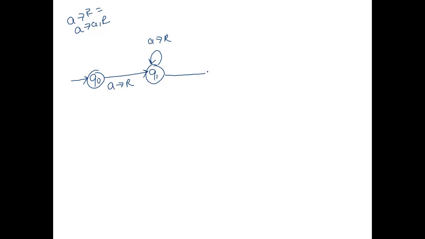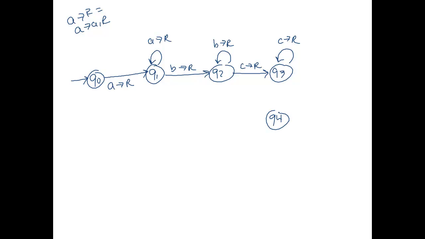This tells me I have at least one B. Skip over any extra B's. This tells me I have at least one C. Skip over any extra C's. Okay, now once I've skipped all the C's, I should eventually hit a blank. If I don't have any B's or A's to the right of the C's, I will hit a blank after doing this loop in Q3.